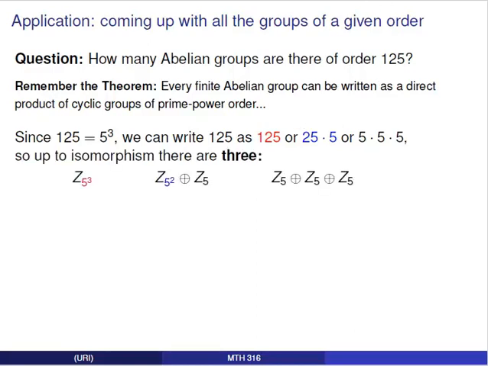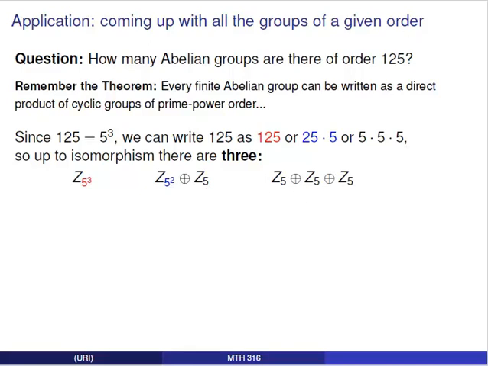Now, if I were to take these numbers, I will see that I can build a direct product of cyclic groups in a way corresponding to each. For the number 125, I can find a cyclic group of order 125. For the numbers 25 and 5, I can write a direct product Z25, direct product Z5. And for 5, 5, and 5, I can find a corresponding group Z5, direct product Z5, direct product Z5.